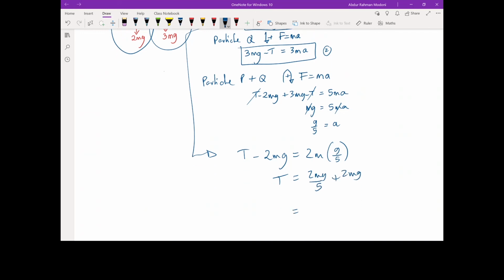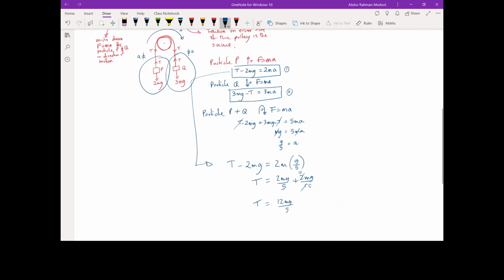Tidy it up a bit. That's the same as 2 over 1 or 10 over 5. 10 plus 2, 12mg over 5. You can use your calculator, just find out, replace g with 9.8, get a decimal, leave it in terms of decimal, it's fine.